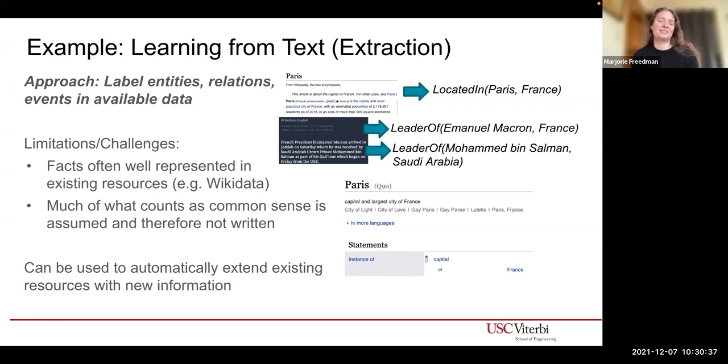There are two limitations and challenges to highlight with this approach. If you go to open domain resources, much of what's represented in them is going to be represented in existing already curated resources like Wikidata. And much of what counts as common sense is assumed and therefore not written. So Paris will be described as the capital of France or located in France some of the time when it's mentioned, but not all of the time. But this approach of learning facts can be used to extend existing resources with new information, especially if you're trying to localize your notion of common sense.